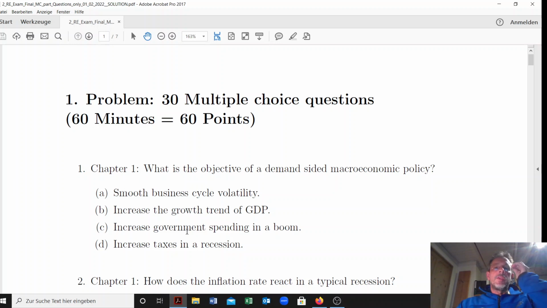First question is, what is the objective of a demand-sided macroeconomic policy? It is smooth business cycle volatility. There are two different kinds of macroeconomic policies. One is the demand-sided, short-term oriented macroeconomic policy. The objective is to smooth business cycle volatility. The other is called supply-sided macroeconomic policy, and there the objective is to increase the growth trend of GDP. But here answer A is the right one.